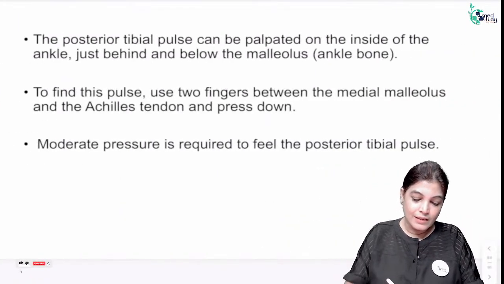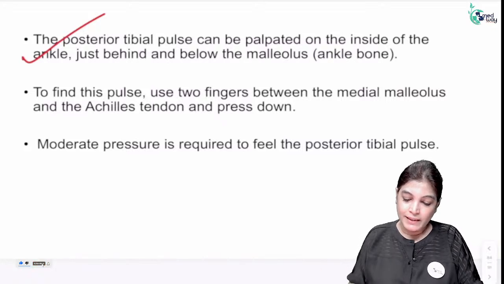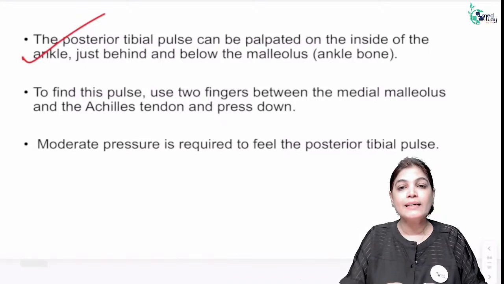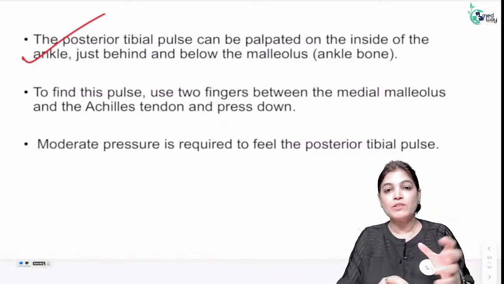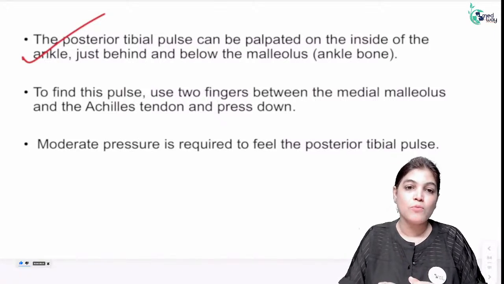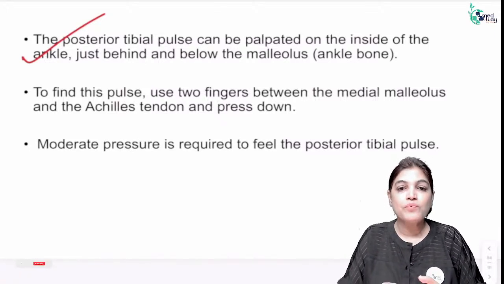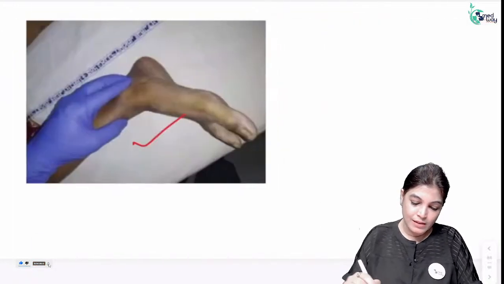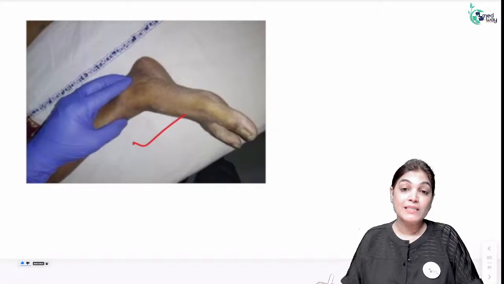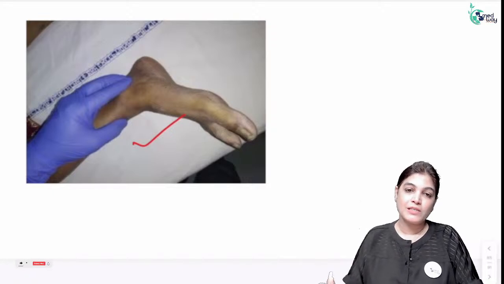So exactly, the posterior tibial artery is palpated just behind and below the malleolus, the ankle bone, and we can find the pulsation with two fingers placed between the medial malleolus and the Achilles tendon. Moderate pressure is required to feel the posterior tibial pulse. Here we are palpating, as you can see, posterior to the medial malleolus, and we have got the pulsation of the posterior tibial artery.